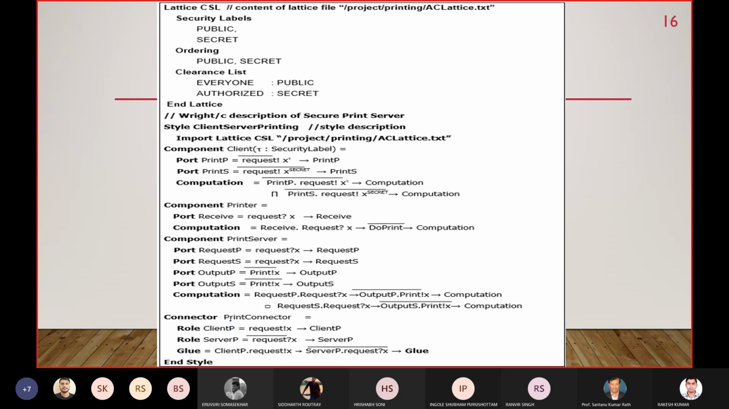Now the print connector. There are connectors. Print, that is the print connector. So the role is client P, then request X client P. Role is server P, request server P, that is public. Now there will be glue. So client P dot request X, then server P dot request X, then back to glue. So this is the end of that.